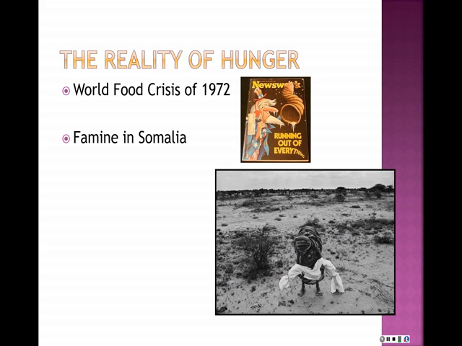Of course, there was a famine in Somalia that you're probably more familiar with. This is in the early 1990s. The famine in Somalia demonstrates the link between war and hunger. The UN peacekeeping operation in Somalia marked the first time UN or U.S. forces intervened in a nation for the express purpose of humanitarian relief.